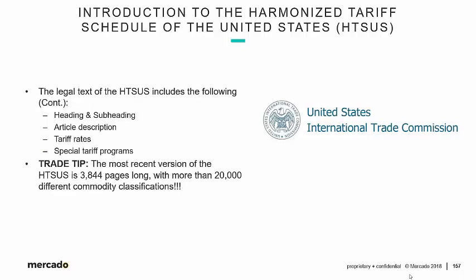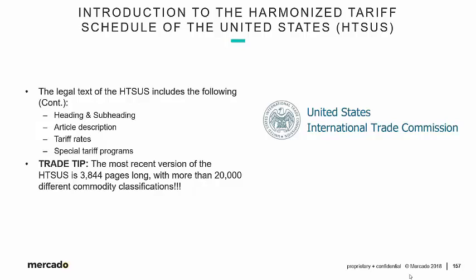Continuing on, and what's found in the legal text of the HTS, headings and subheadings, as we just spoke of, article descriptions that hopefully will match up to the product description found on an overseas supplier's commercial invoice. Tariff rates, the actual rates of duty, 10%, 2%, duty-free in many instances. And special tariff programs, preferential duty programs, and free trade agreements, essentially. We'll be seeing examples of all of these.